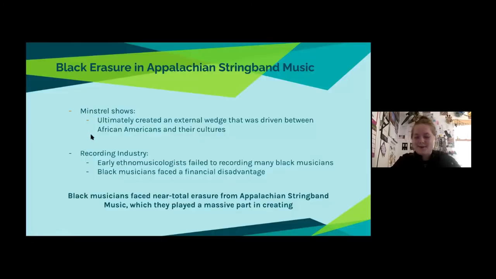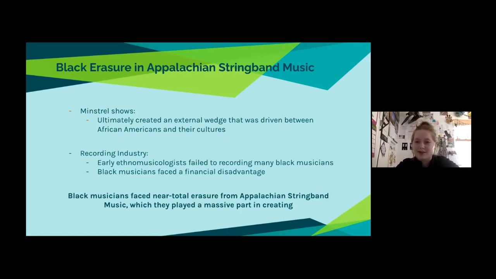Yeah, so minstrel shows, in combination with the rise of the recording industry, led to a lot of Black erasure in the genre. Minstrel shows created this external wedge that was driven between Black musicians, and it drove them away from their own traditions, most likely out of shame. With little reconciliation or reparations, it didn't take long for the mocking of their customs and personhood through minstrel shows to leave really deep wounds on the Black community in America.